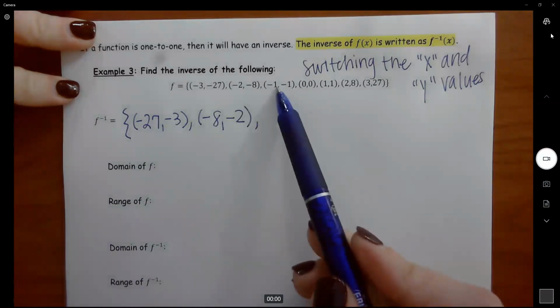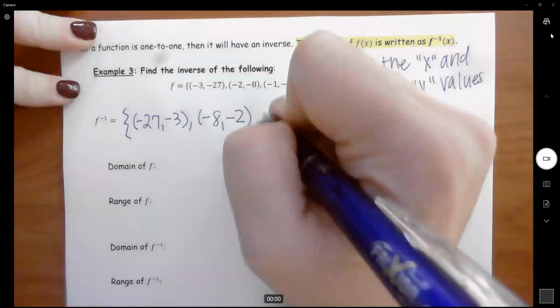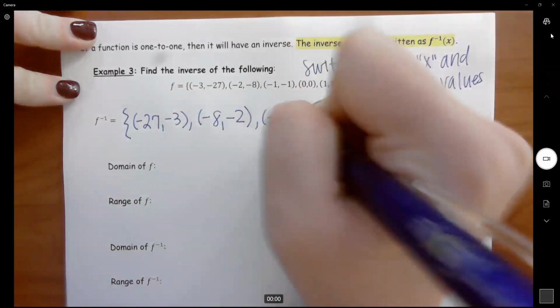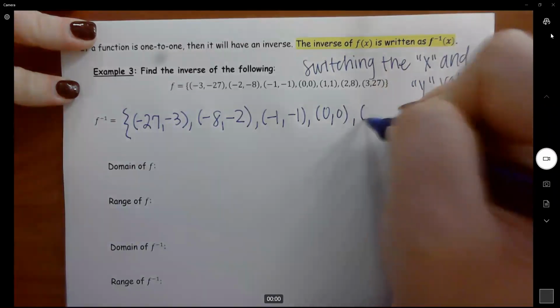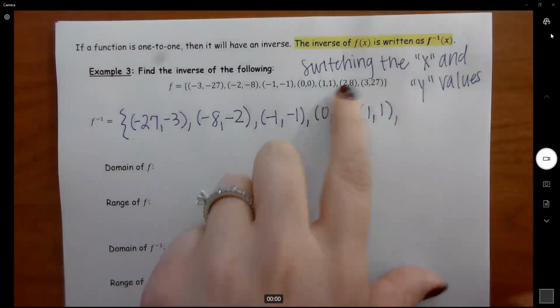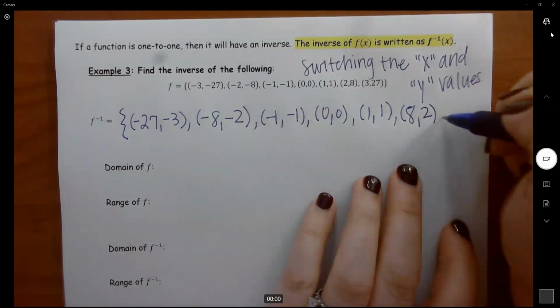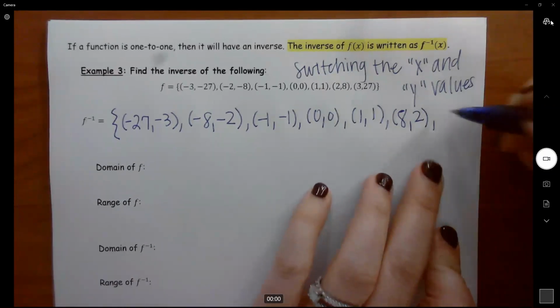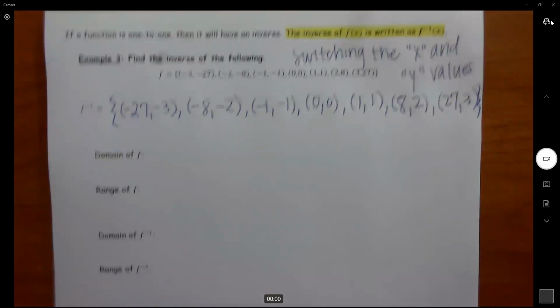Notice here when you switch it, nothing happens. The opposite of -1, -1 is still -1, -1. Same with 0, 0, and 1, 1. But then go back to switching here. Instead of 2, 8, now it is 8, 2. And instead of 3, 27, it is 27, 3. And then close with some squiggly brackets.